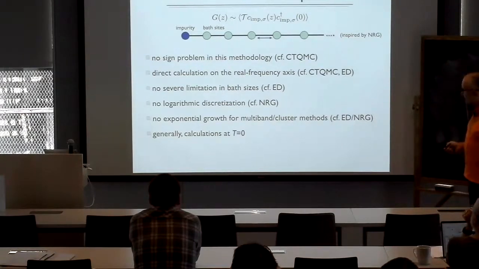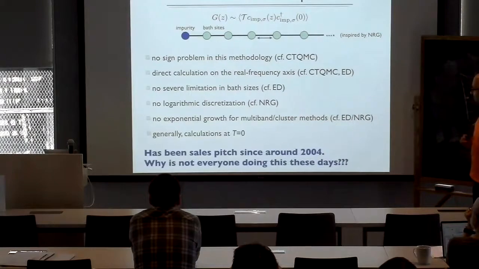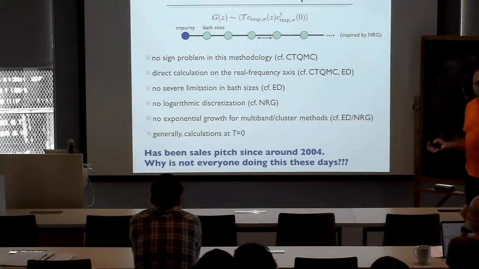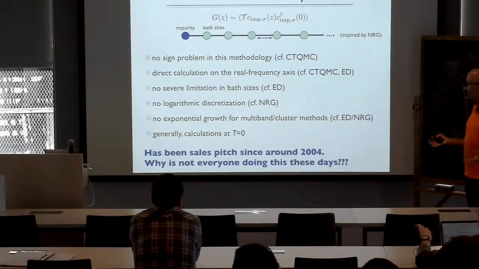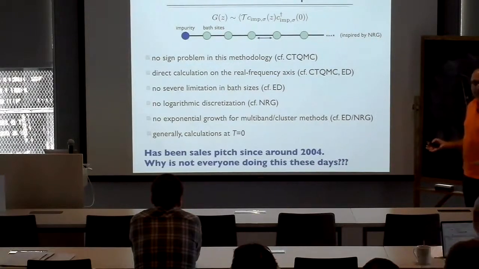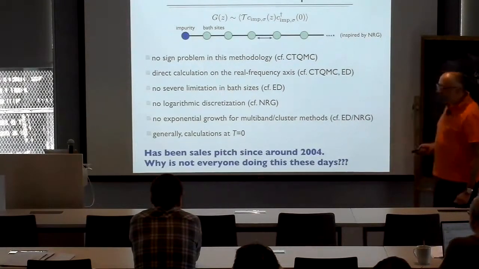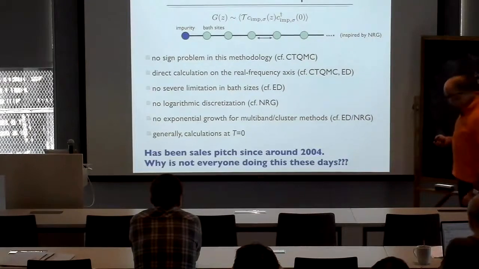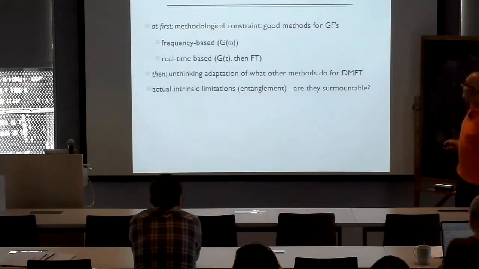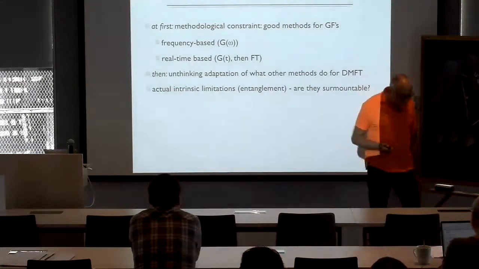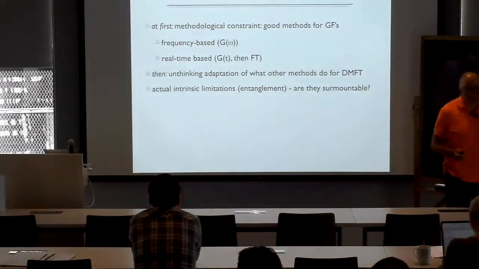And so I think it's a justified question. This has been going on since about 2004. Why is not everyone in this audience doing DMFT with DMRG and matrix product states these days? I think this is a valid question after looking at this list. So now is the hour of honesty. Let's see why this is. And I think there are three reasons why this business has been going so slowly.